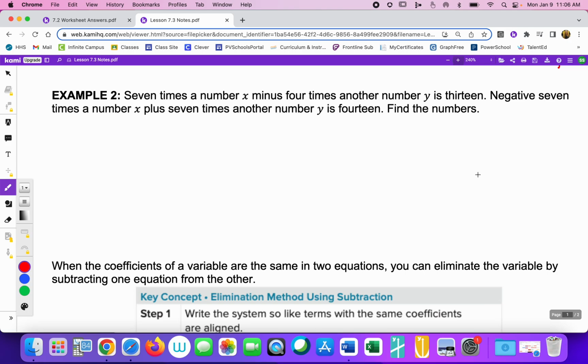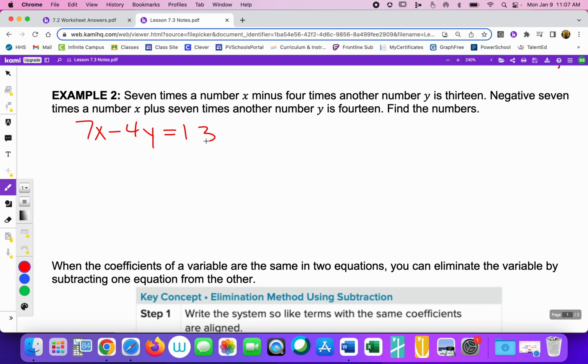So the first sentence, 7 times the number x minus 4 times another number y is 13. What does that look like in an equation? 7x minus 4y equals 13. The word is means equals, so wherever you see that word. Now keep in mind, once you set up the first one, regardless of the order in which the second one's written, make sure that it's the x term first, then the y equals a number. Anyone tell me what the second equation is?